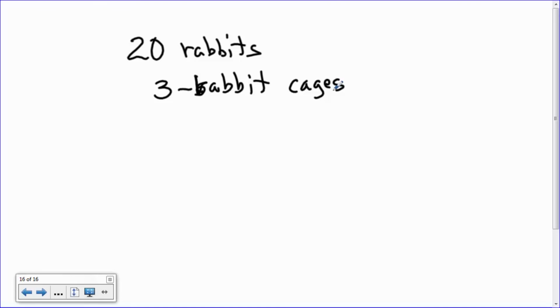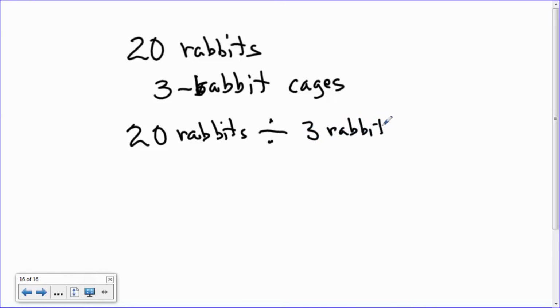Well, it is a division problem, and notice it's quotative because you have 20 rabbits, and you're going to group them 3 rabbits at a time, and you want to know how many cages are needed, because you'll need a cage for each of the groups of rabbits. Well, when you go through and answer this problem using any of the computational strategies that we find, you'll find that the quotient is 6 and that there's a remainder of 2.